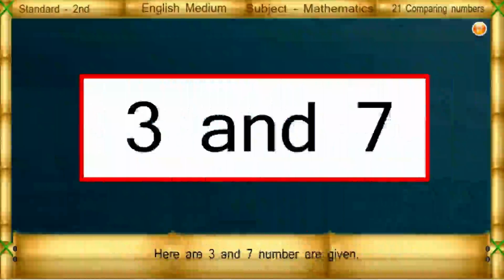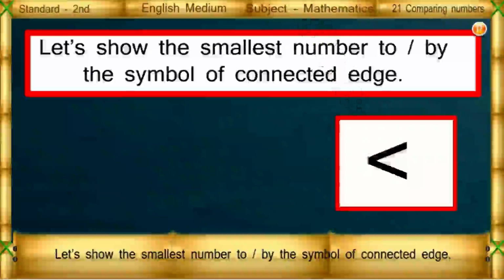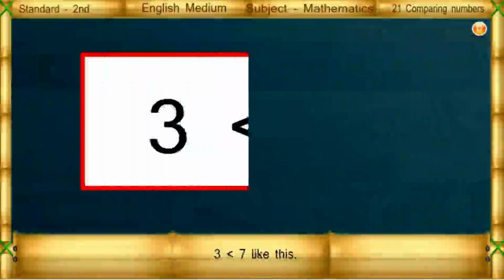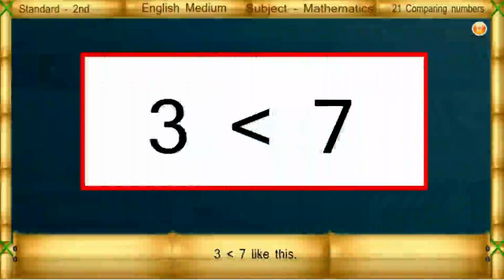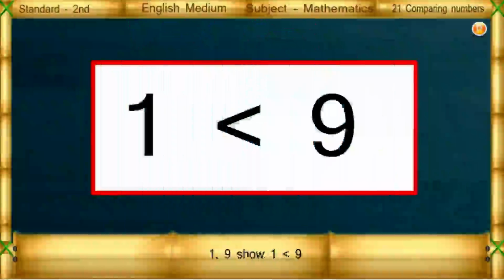Here the numbers 3 and 7 are given. Let's show the smaller number at the connected edge of the symbol. The bigger number goes at the two-edged side. 3 is less than 7, like this. 1, 9 shows 1 is less than 9.